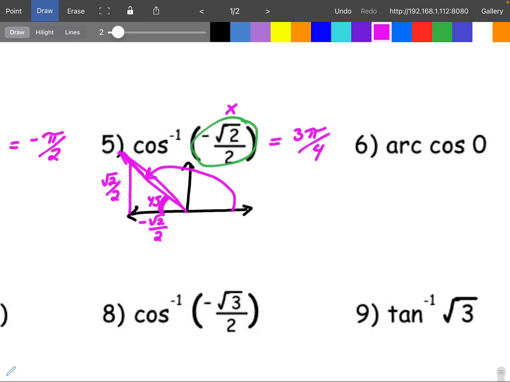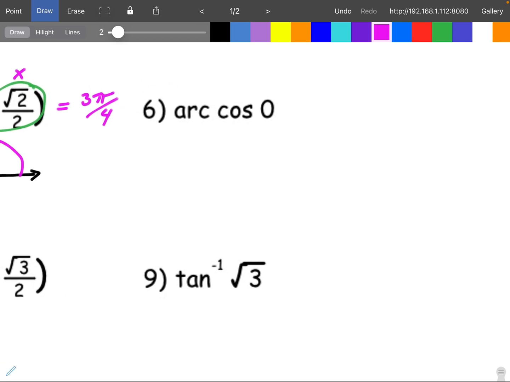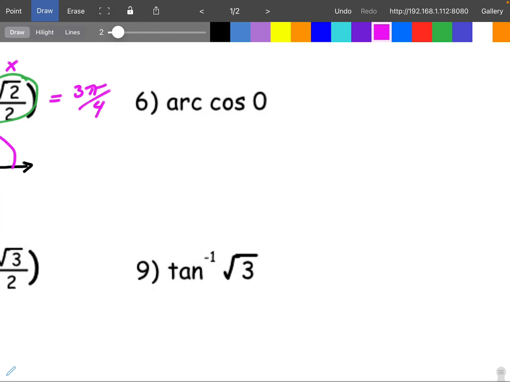And so that would be our answer. So get it in the correct quadrant and then just figure out what radian value this would have to be based on your reference angle. Alrighty, let's take a look at the next one.